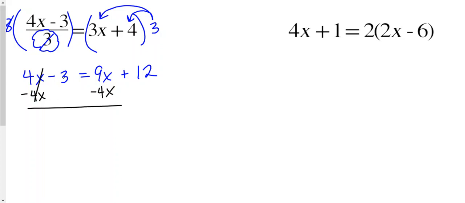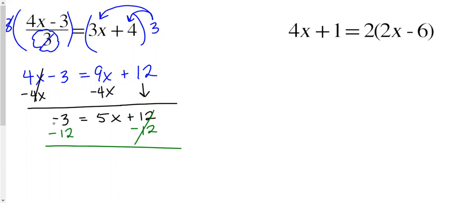All right, that gets rid of there. So I still have this negative 3 is now equal to 9x minus 4x gives me 5x, and we just carry down the plus 12. Now it's similar to what we started with. So next we're going to subtract the 12.